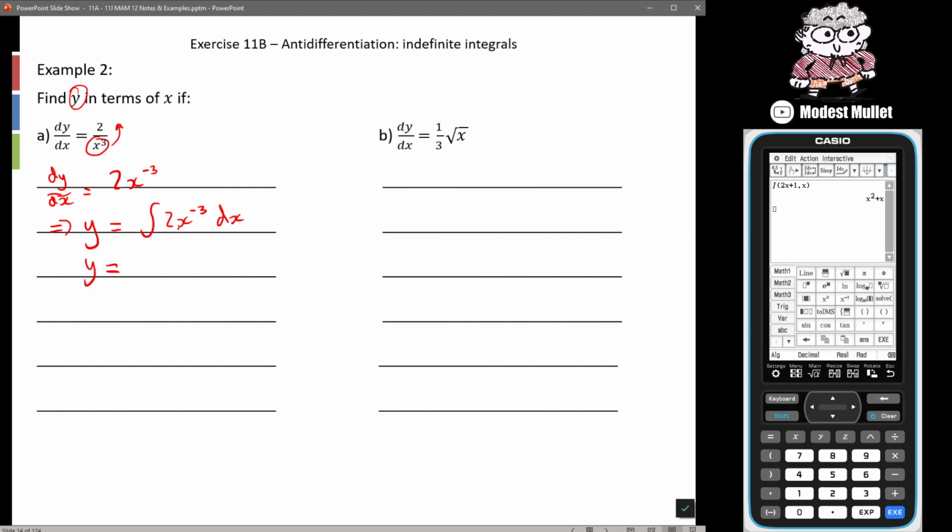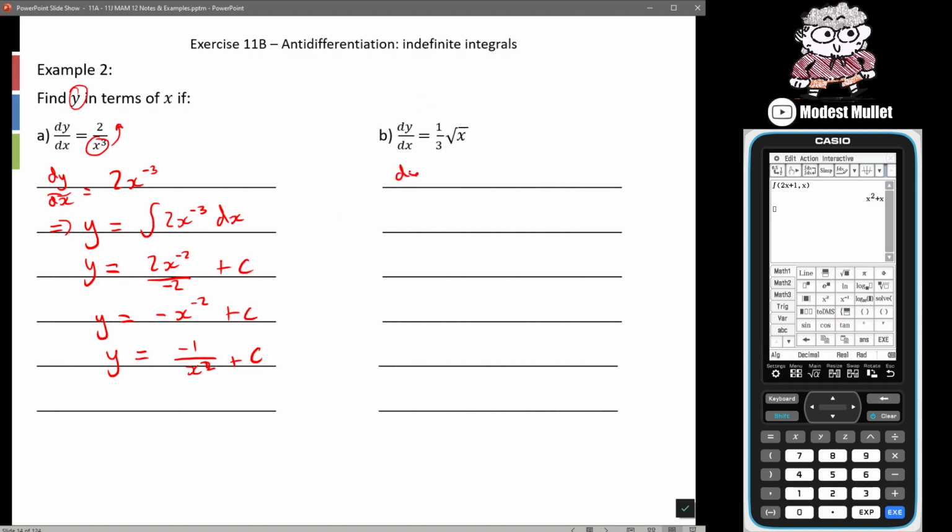So y is going to be equal to, with this we have our 2x, we're going to add 1 to the power, so that becomes negative 2, and we're going to divide by negative 2, and put our plus c on the end. Now we simplify, so we just get negative x to the negative 2 plus c, and if we wanted to, we could write this as negative 1 on x squared plus c. Either the second last line or the last line would be accepted unless the answer asks for it in a specific format, which this question hasn't.